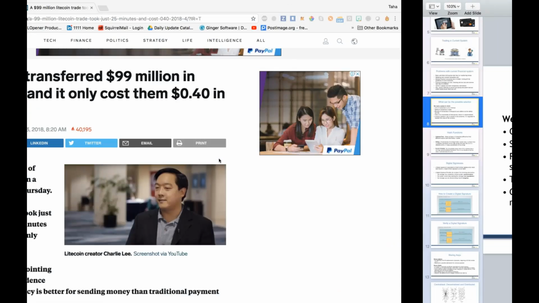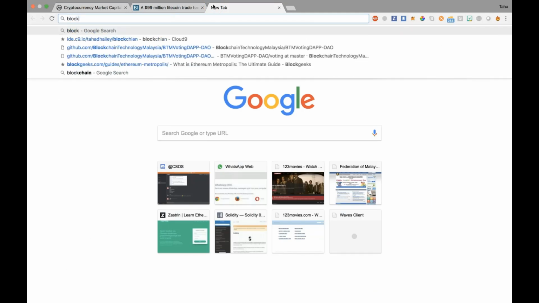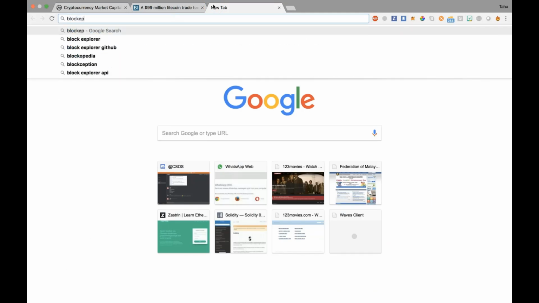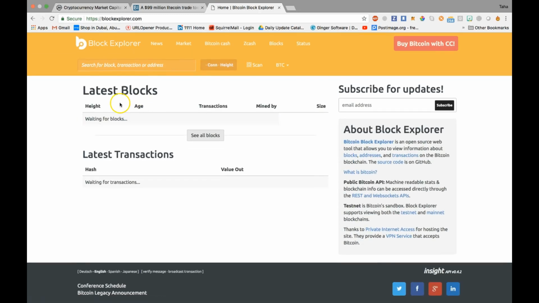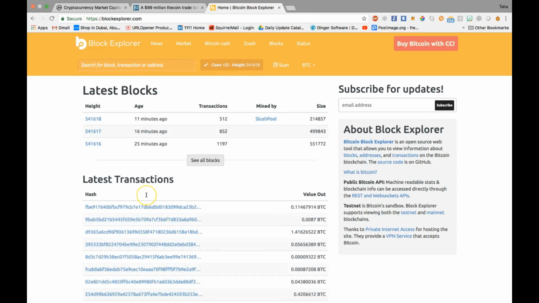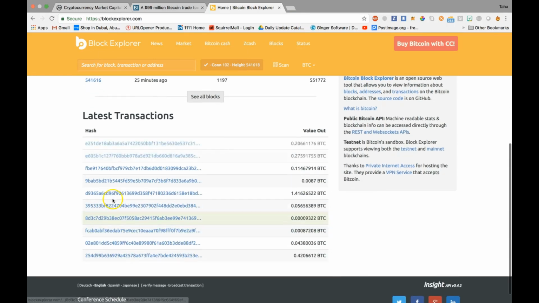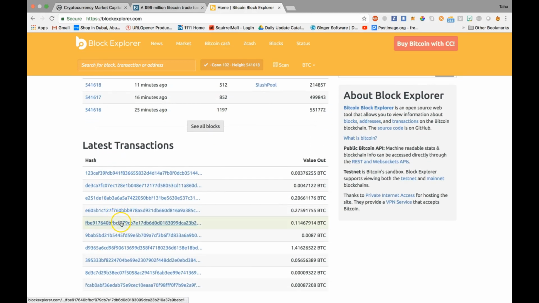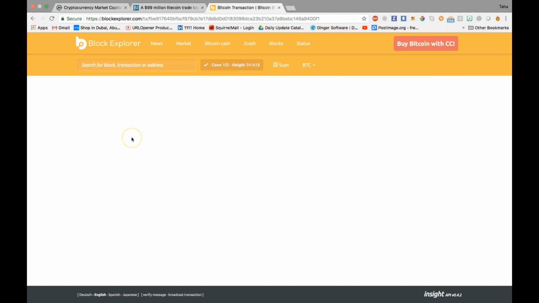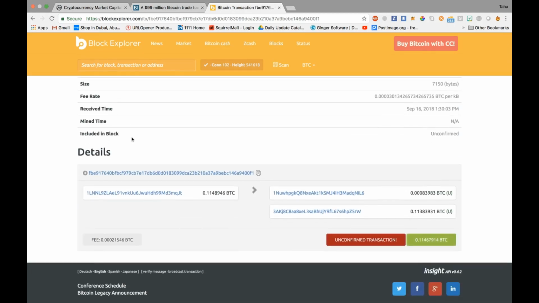And to see transactions, there's something called an explorer. So if you go to blockexplorer.com, you will see all the transactions happening in the Bitcoin blockchain. As you can see, every minute, every second, there are transactions happening here. I'll explain this in detail. I just want to show you a few of the links so that you get familiar with them.